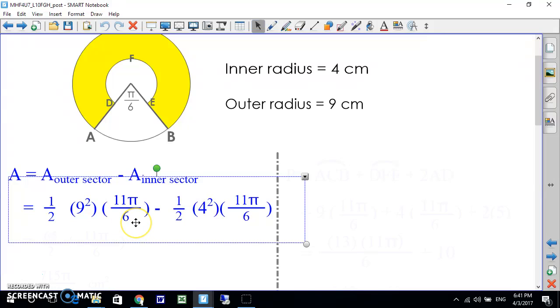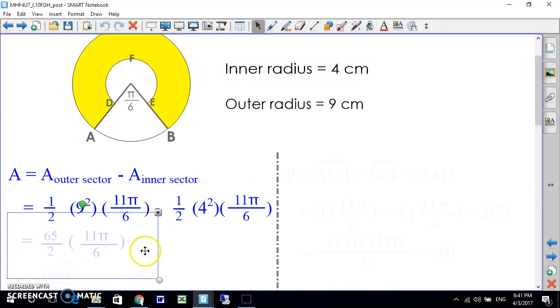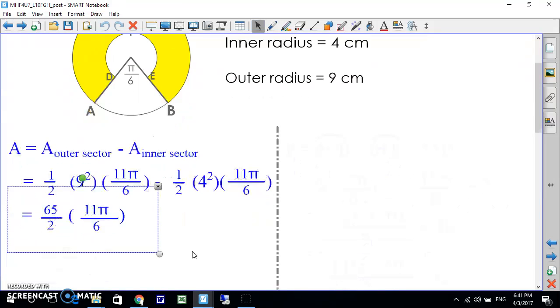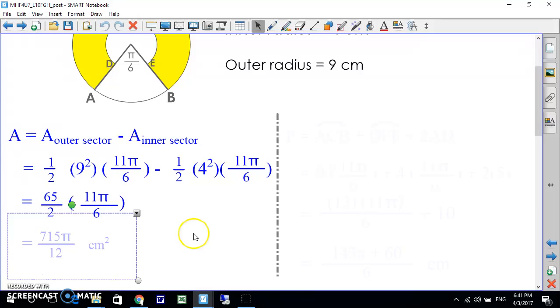11 pi over 6 is a common factor. Technically, you have 81 over 2 minus 16 over 2. That gives you 65 over 2 times 11 pi over 6. And simplifying this will give you 715 pi over 12.